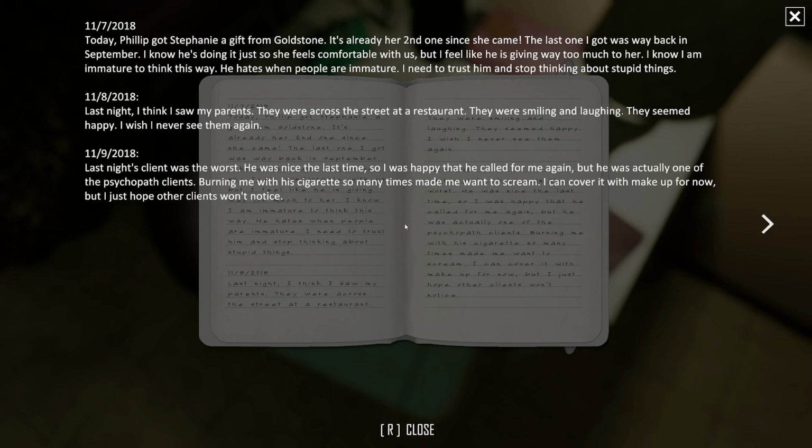9th of November. Last night's client was the worst. He was nice the last time, so I was happy that he called for me again, but he was actually one of the psychopath clients. Burning me with his cigarette so many times made me want to scream. I can cover it with makeup for now, but I just hope other clients won't notice.